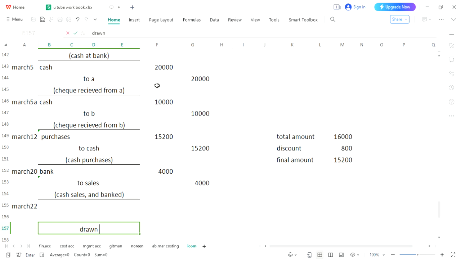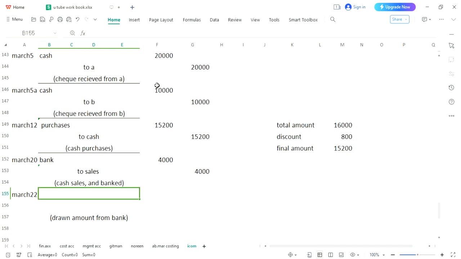We have drawn amount from the bank. So what will happen? Amount present in your bank account would be decreased. When you will draw amount from your bank, amount present in your bank account would be decreased. Amount in bank is your asset. Asset is decreasing. Decrease in asset should be credited. So you will write bank on credit side. Why? You have withdrawn amount from the bank. So amount present in bank decreased.